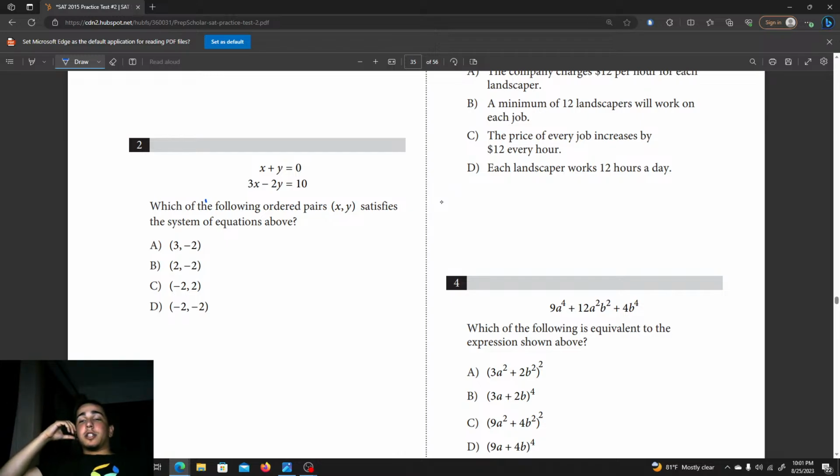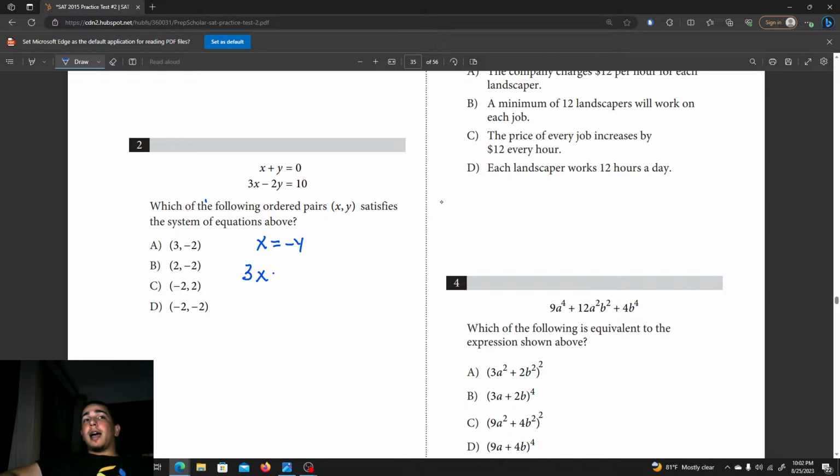For number 2, we have a system of equations, x plus y equals 0, and 3x minus 2y equals 10. Which of the following ordered pairs x comma y satisfies the system of equations above? The first step is we're going to get x by itself for the equation on top. We're going to do that by subtracting y on both sides. That will give us x equals negative y.